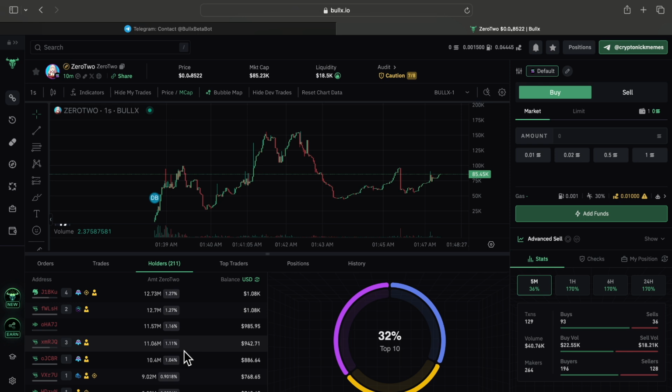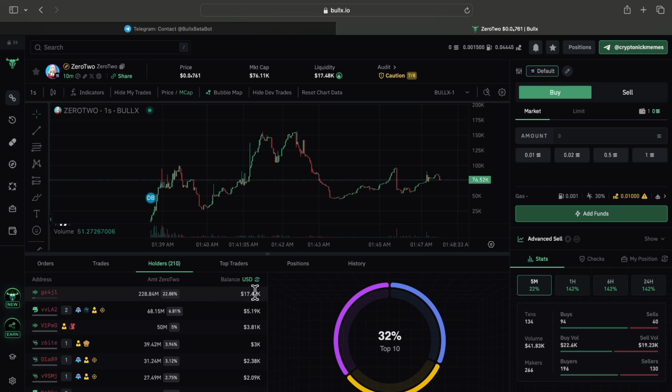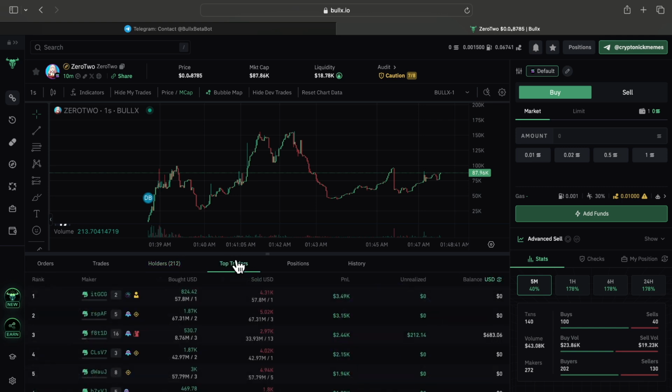And you can see how much everyone owns here. So the first holder owns 21%, 17k worth. So it's an issue. No one can own that much. They can, but they shouldn't. And the second guy owns 7%, then 5. So this is a reason to not trade this coin, this particular coin.